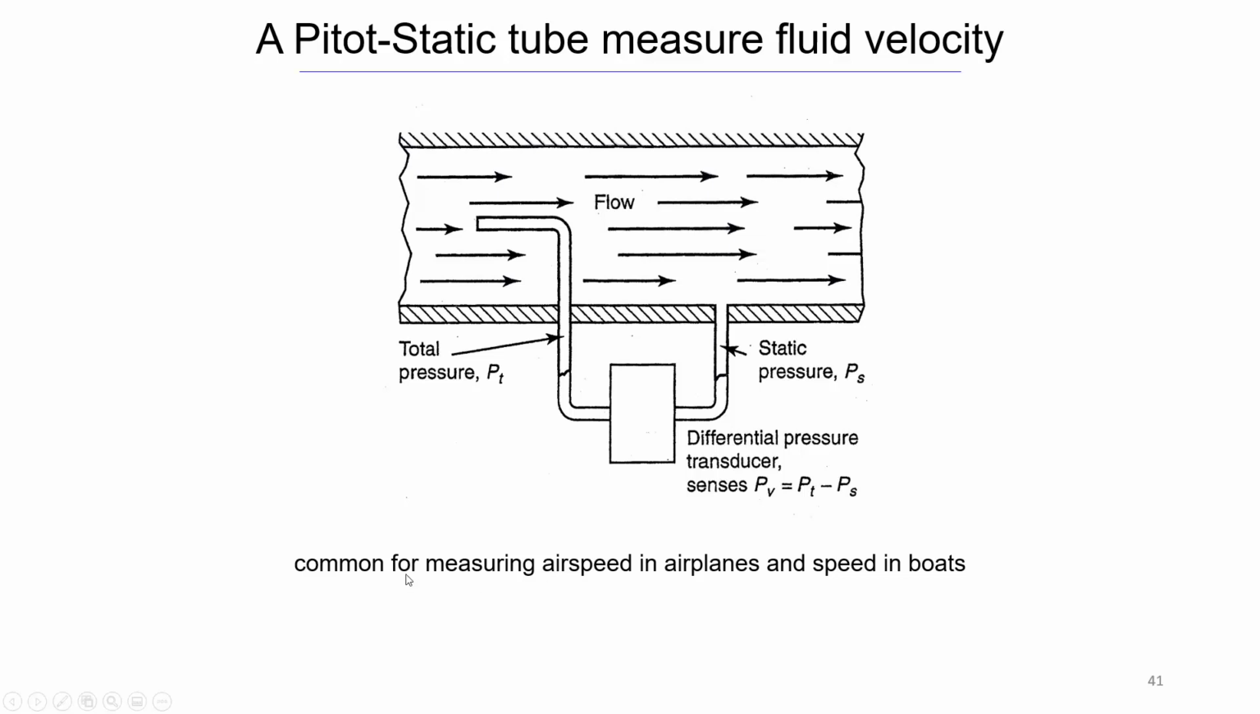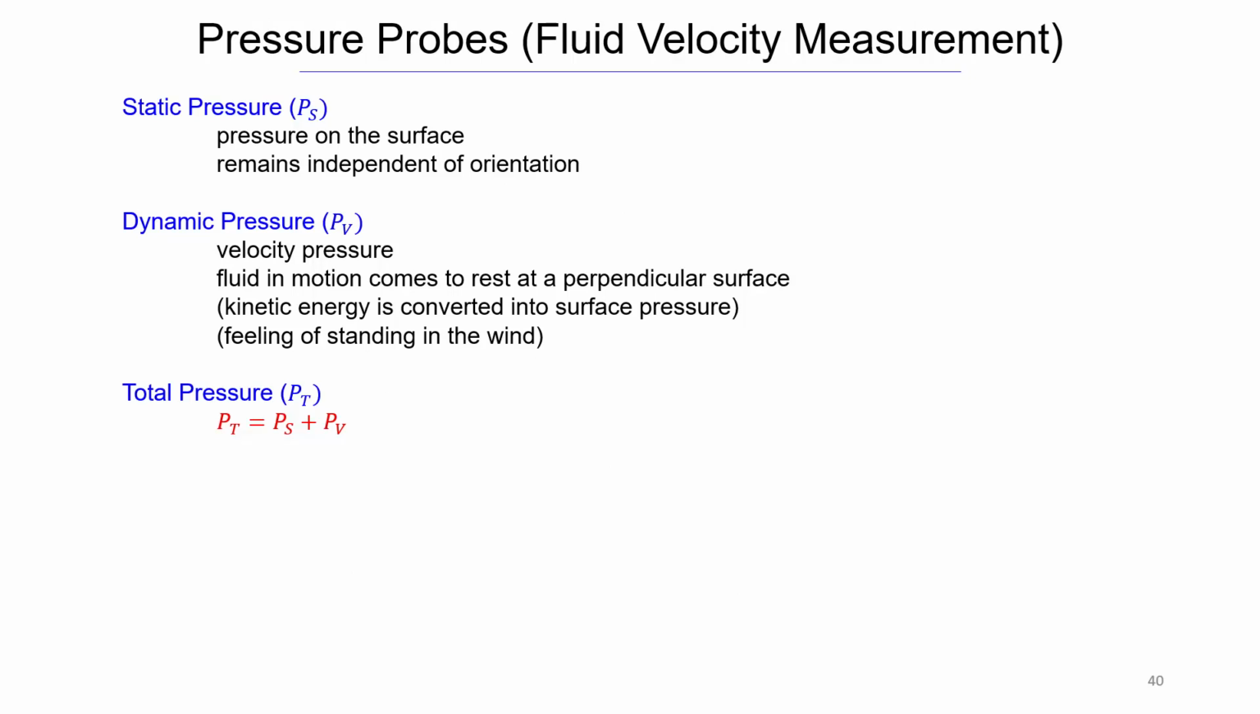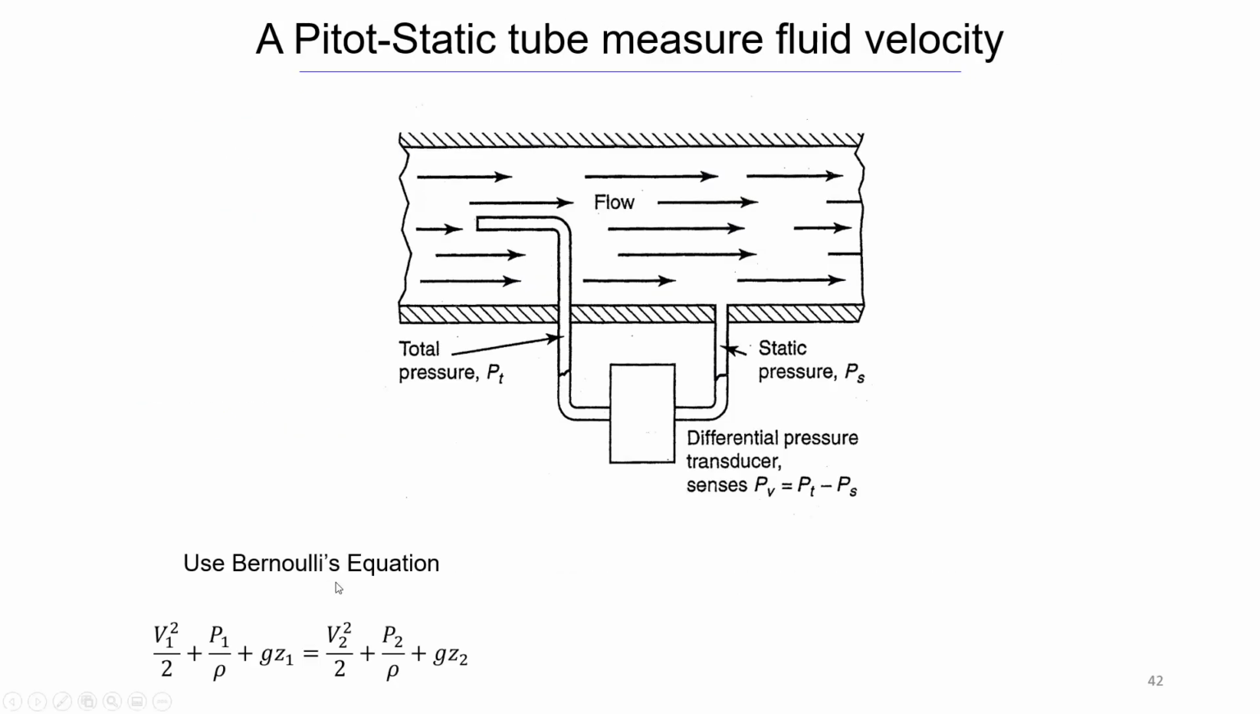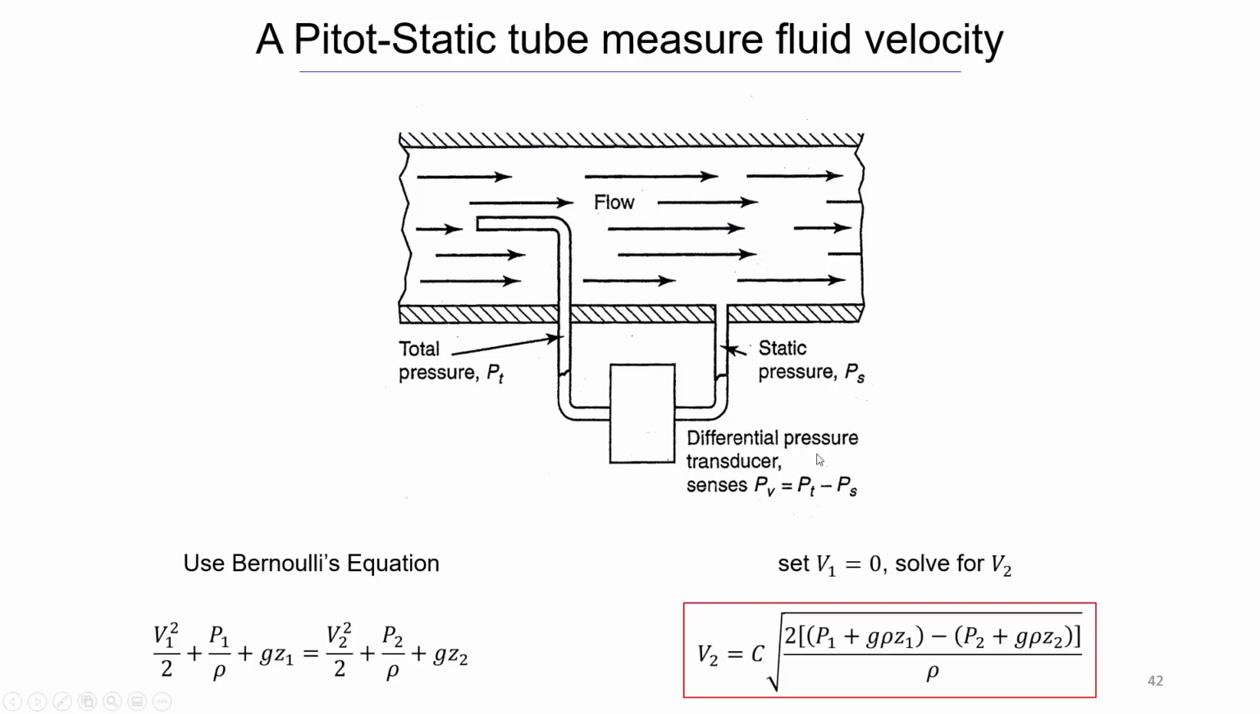So like this slide here says, it's common for measuring airspeed in airplanes and speed in boats. This way. Here we go. So use Bernoulli's equation, and we'll set v1 equal to 0, right? Because it takes that velocity, it brings it to 0. So at this point, that v1 is 0, but at v2, it's not. It's still moving past. So we set v1 to 0, and we rearrange this for v2, we get to this.